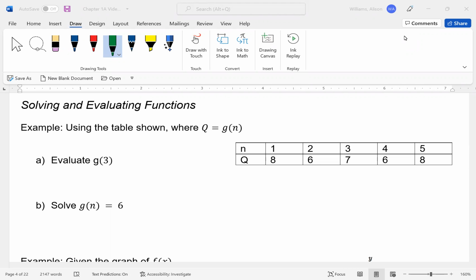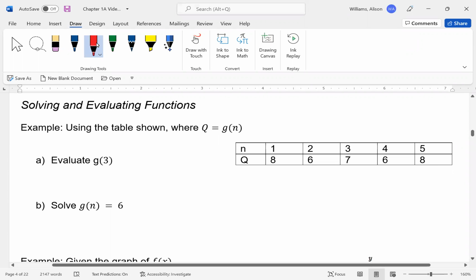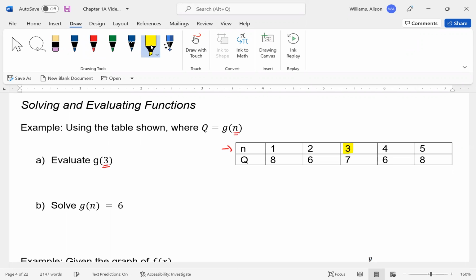In this case, they're asking us to find g of 3, or evaluate g of 3. So really what we're trying to do, because we're talking about functions, is pair up each input with its output. In part A here, they're giving me the input of 3, because it's where the n is. So I'm going to look at the n row here and there's 3. And 3 is paired up with 7. That's its output. So g of 3 equals 7. That's how I'd write this ordered pair that's represented right here.